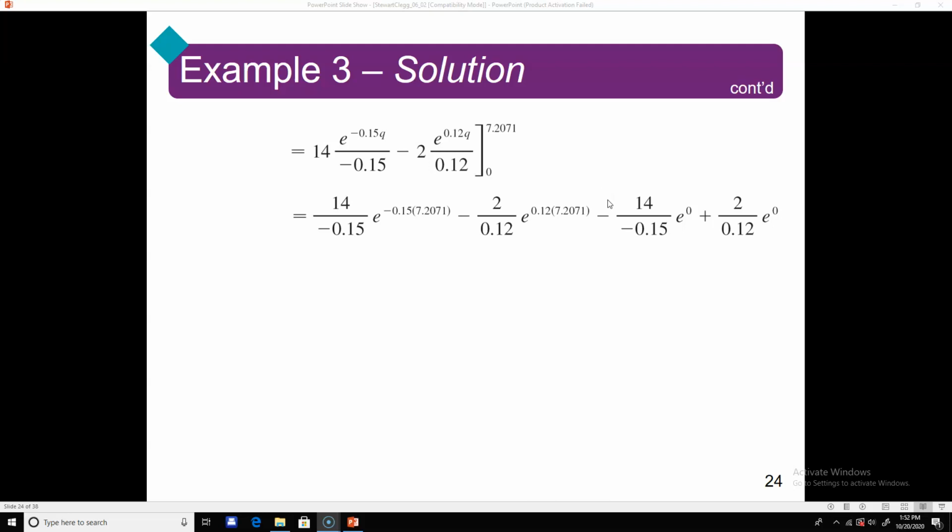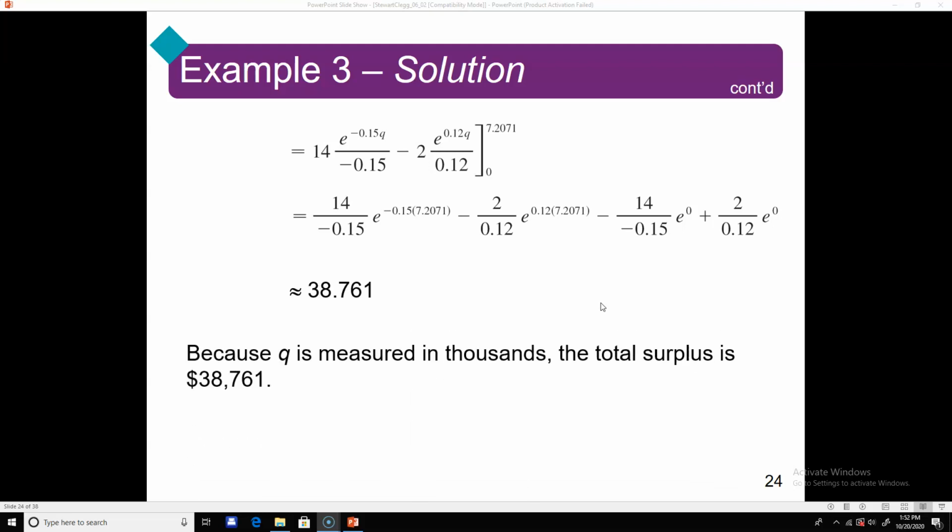Again, they've taken the liberty when they subtract. Really, there should be parentheses around the second two terms, but they've already distributed the negative, so that's why we have the negative and the positive. So they've already done the distributing for us. Okay, so we get the total surplus. Again, Q was measured in thousands, so this is really $38,761. So that's the total surplus. Not too much different from doing a consumer surplus or a producer surplus.